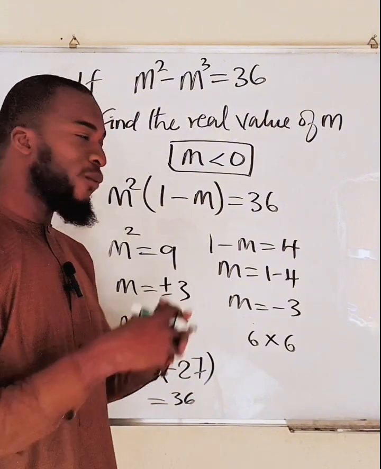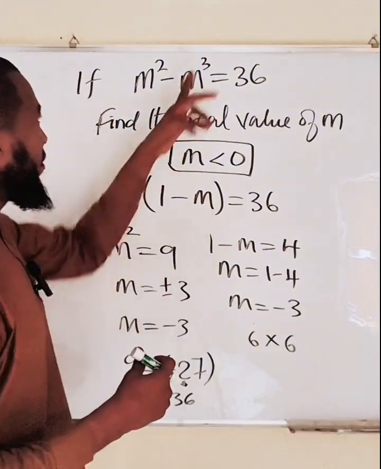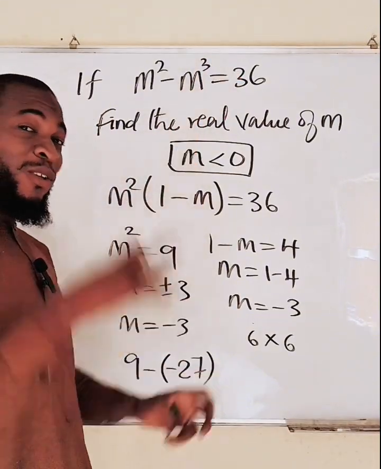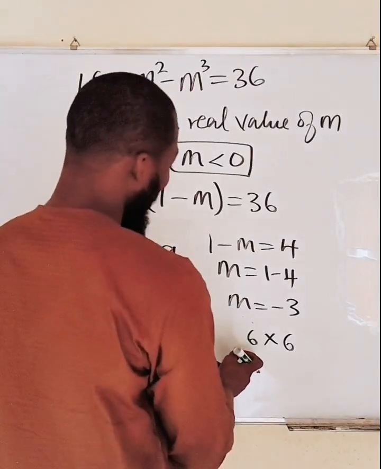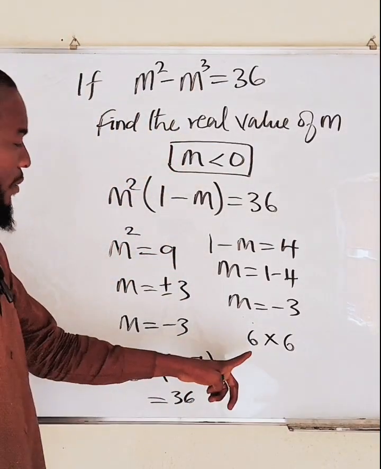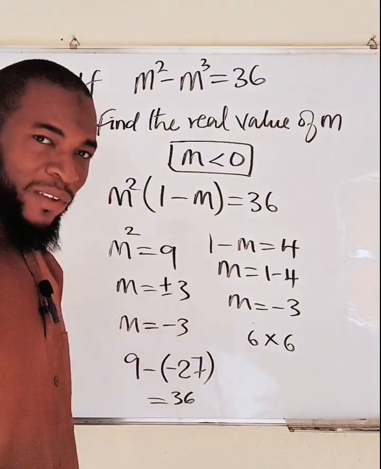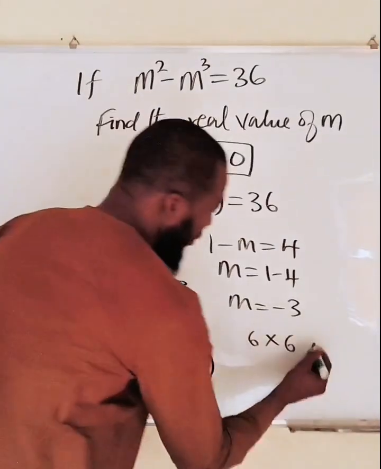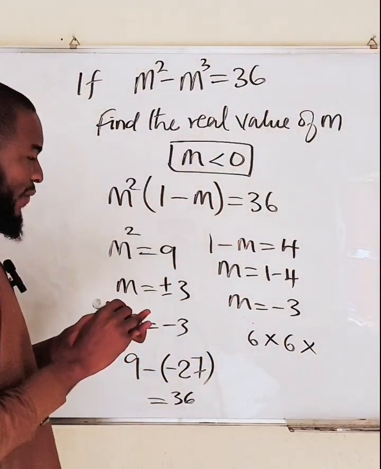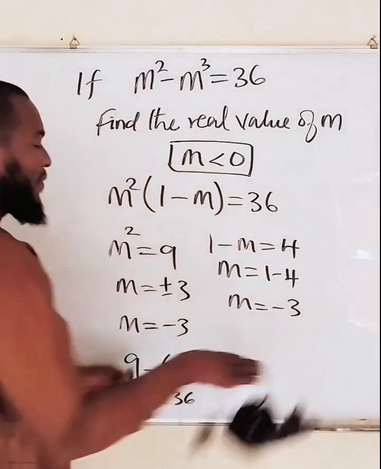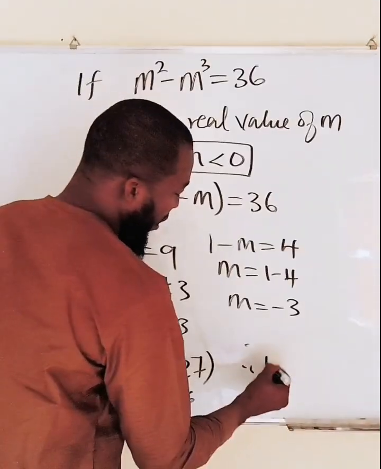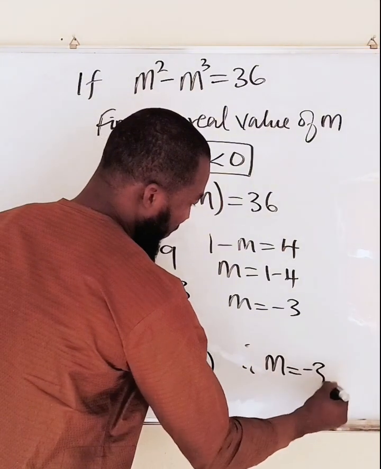Remember, we're only looking for the real solution. Since the degree is 3, the other two solutions must be complex solutions. You can test 6 if you like. No, 6 is not a perfect square number, so we cannot test this one. So the only valid solution is m equal to negative 3. Therefore, m equals negative 3. Final.